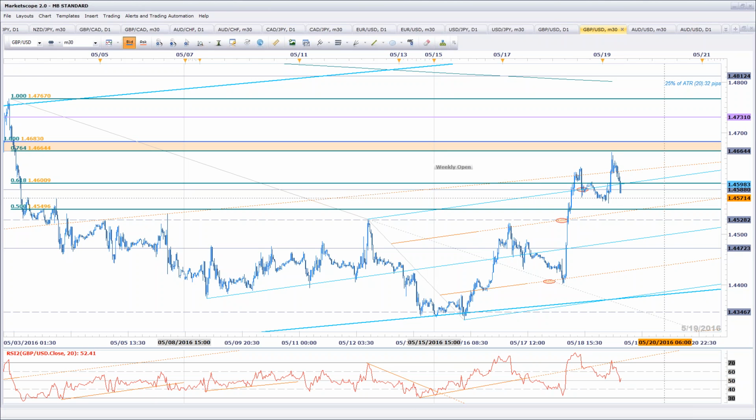Fits in perfectly with the sterling, with the dollar index, stretching into that high. We talked about all this yesterday, guys. And then pulling back, looks like, hopefully, today we'll get that.